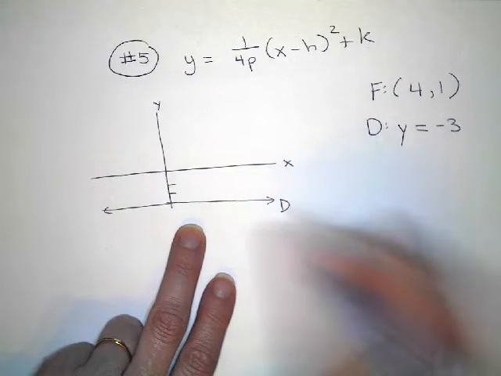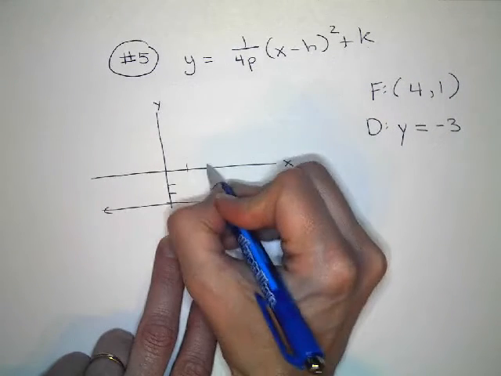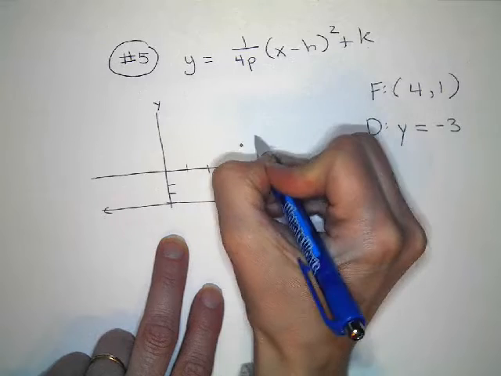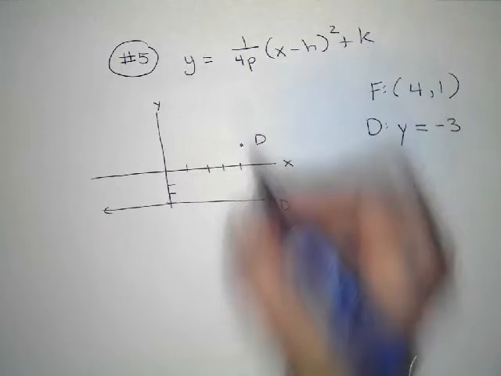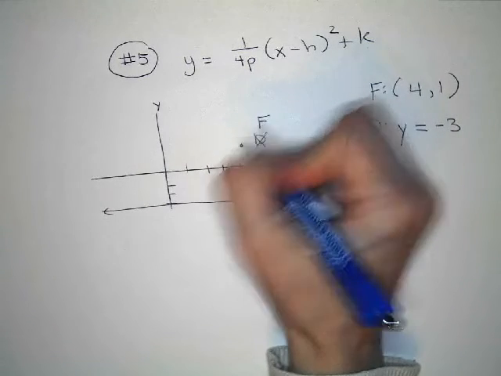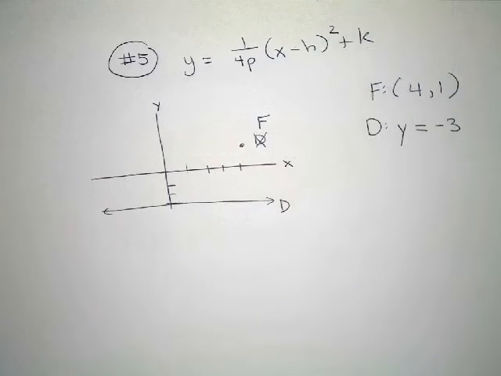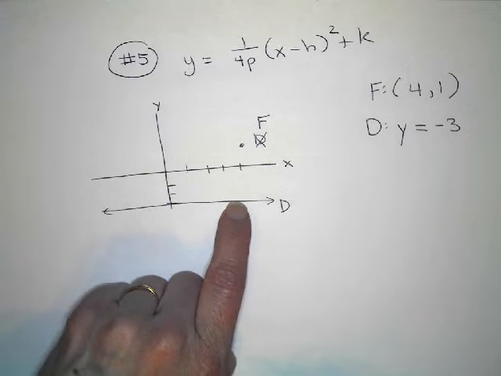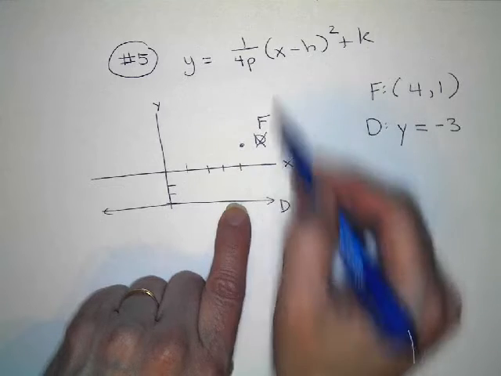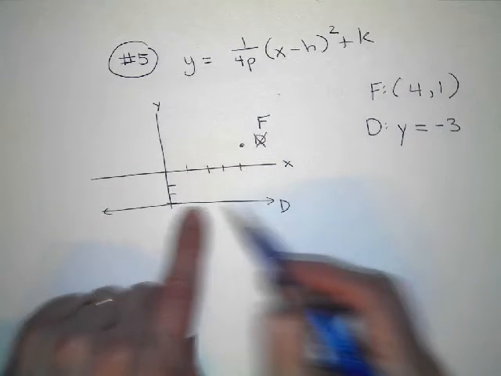If I don't do that, I'm going to get lost. So here is my directrix. My focus is 1, 2, 3, 4, 1. So there's my focus. Focus is the point, directrix is the line. Now, the parabola will always surround the focus. So this one has to open up. It's got to go away from the directrix.